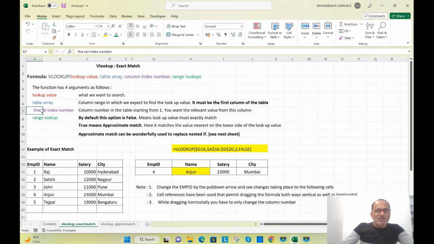We start with the first column as 1 and go on 2, 3, 4, etc. The column in which you are looking for the answer, that is what you give as the column index number. And the last one is range lookup.